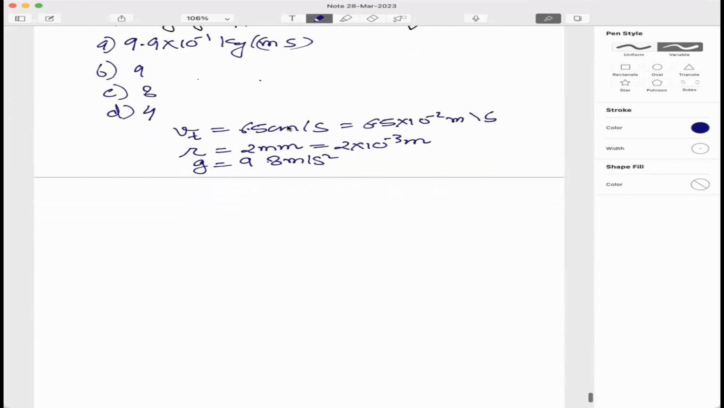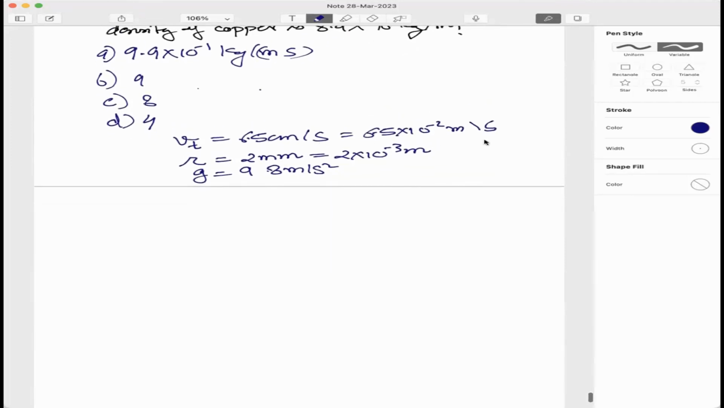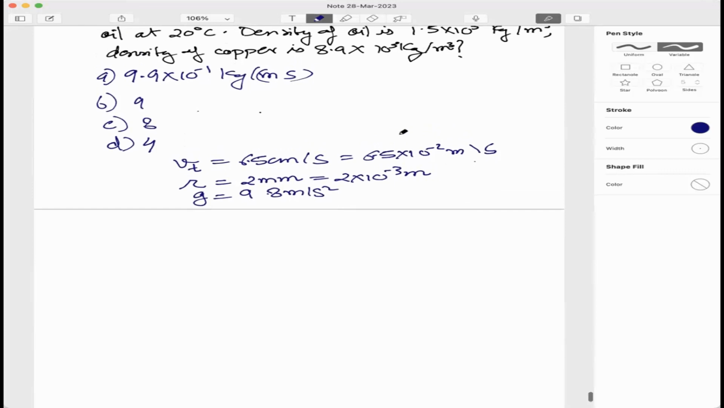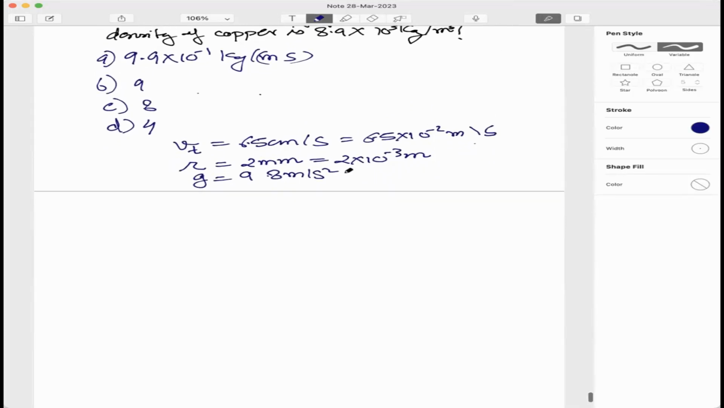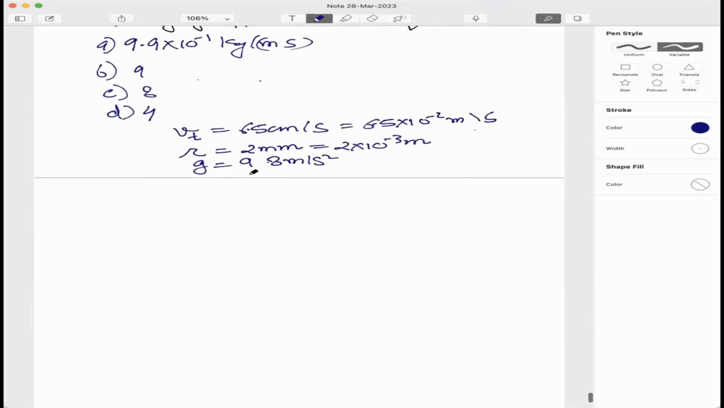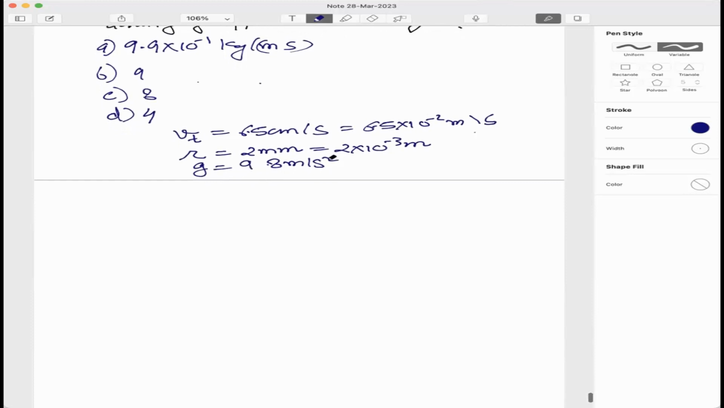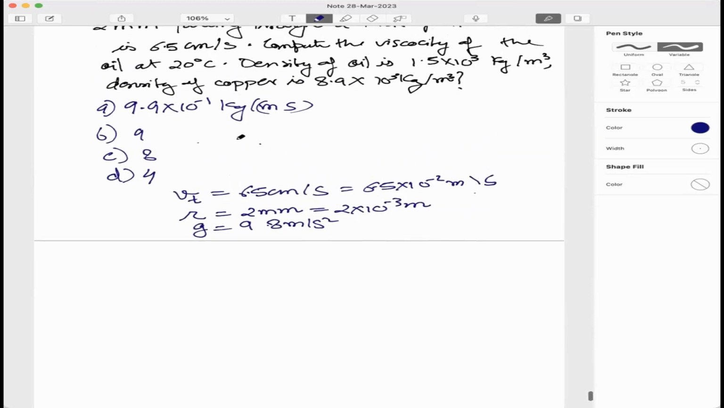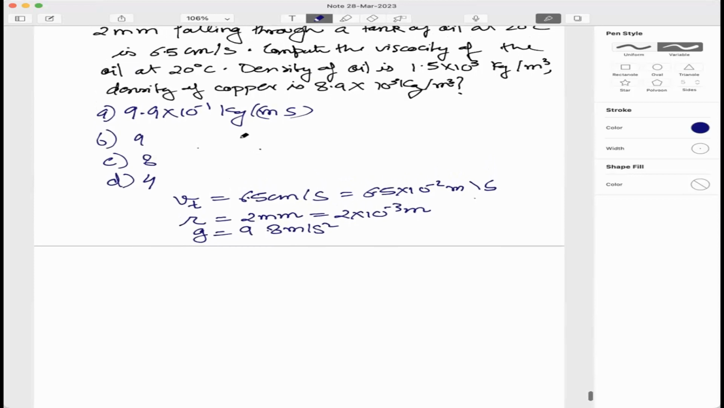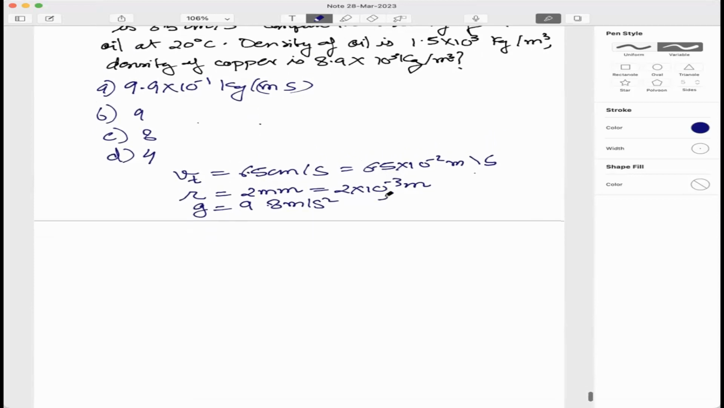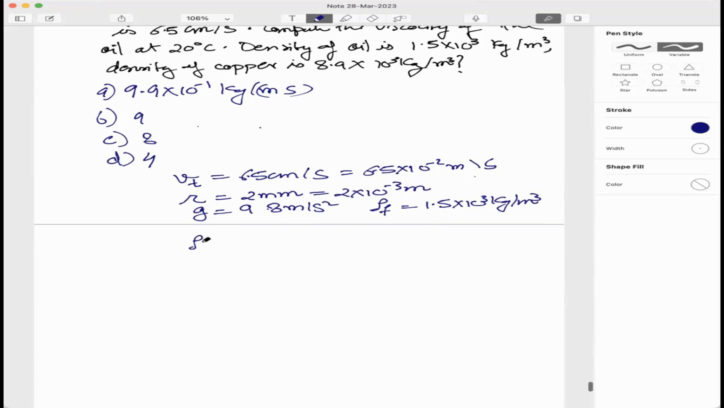Okay, so we have a terminal velocity given. So we have converted it into the SI units. Then radius is there. Then g is there. And surface tension. And we need to find out the viscosity. The density of oil is 1.5 into 10 to the power 3 kg per meter cube. And density of copper is 8.9 into 10 to the power 3. So we need to find out the viscosity.